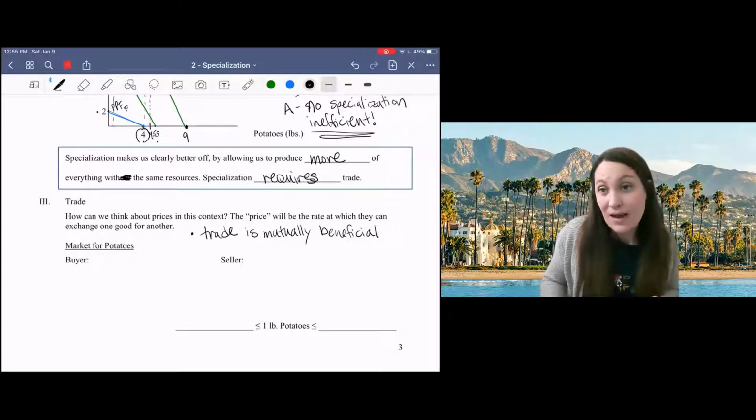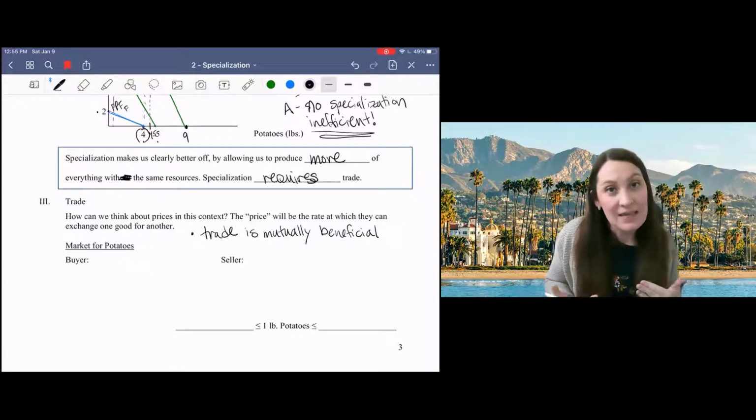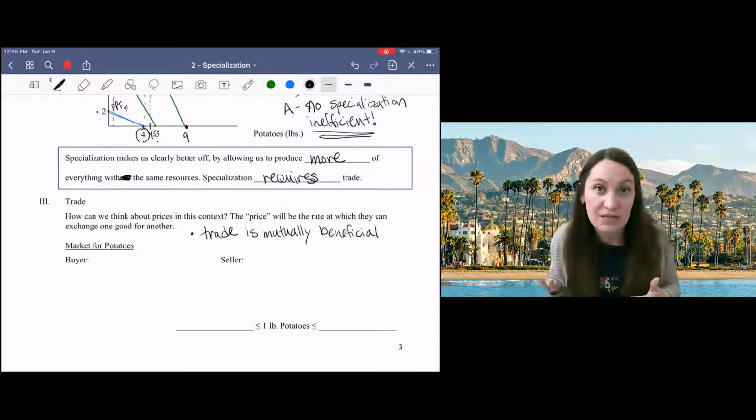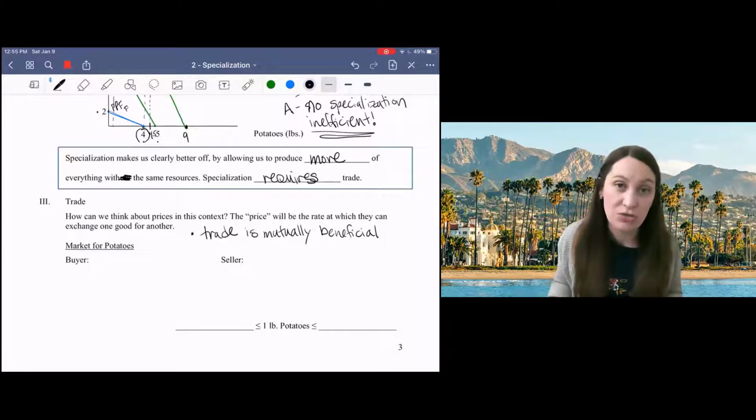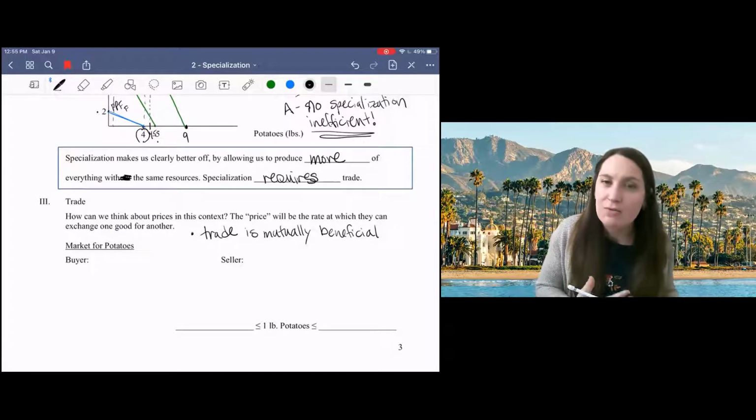In this context, we don't have any money. We don't have dollars. So we want to think about trading meat for potatoes or potatoes for meat in terms of the ratio of the two goods that we can trade for. So when I ask for the price of 1 pound of potatoes, I mean, how many pounds of meat would you have to give in order to get a pound of potatoes? Or how many pounds of meat would you get if you sold a pound of potatoes? I will always ask for the price of one good in terms of the other in this model because we haven't introduced the concept of money yet.